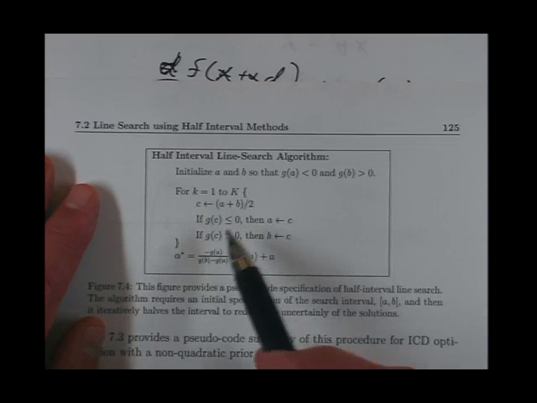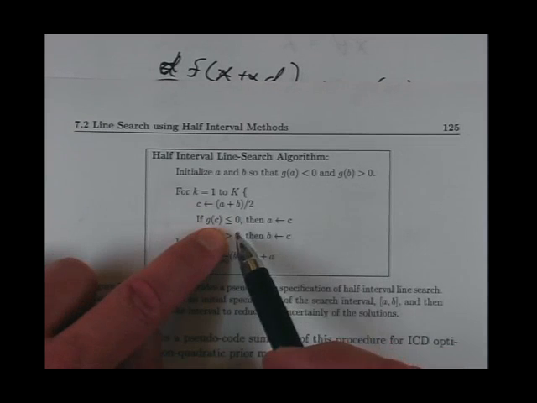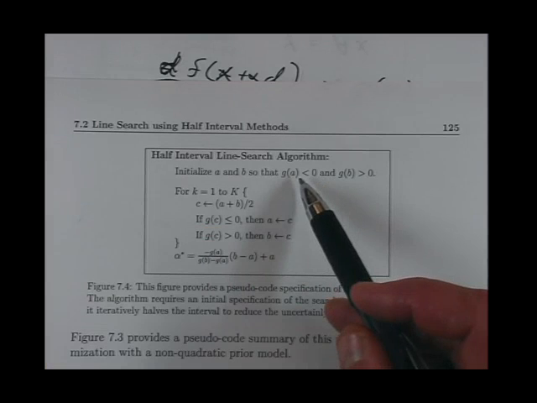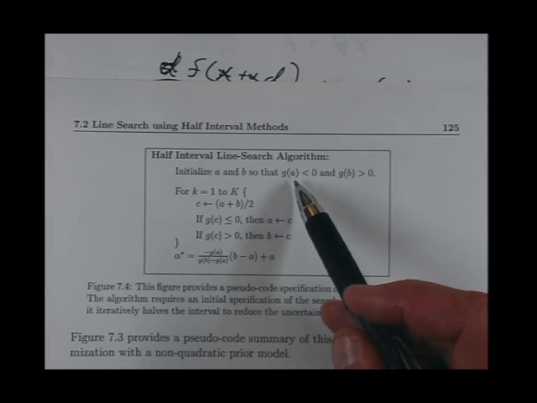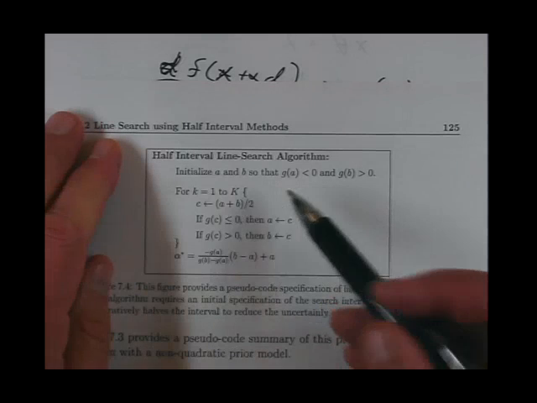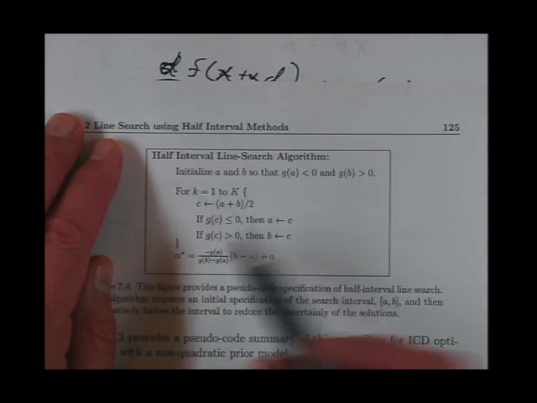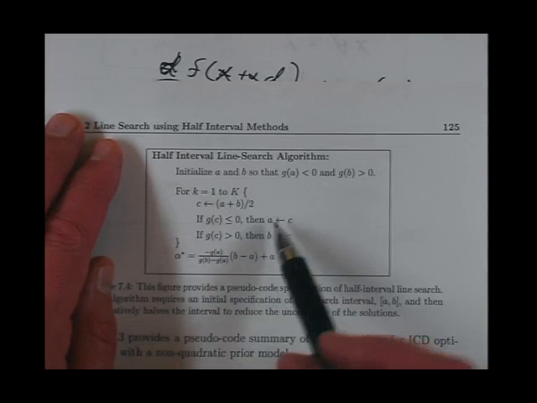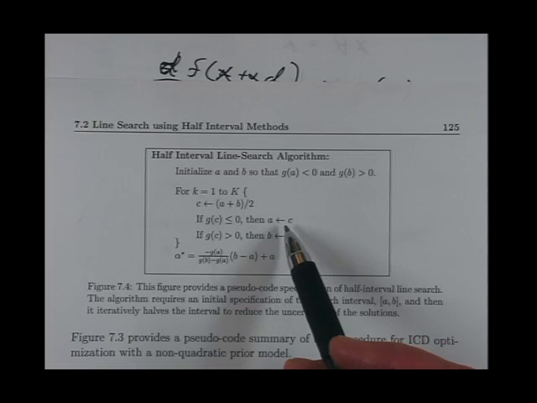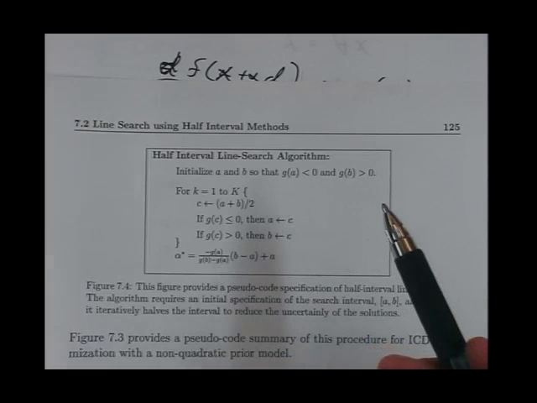Then you look at g of c. Okay, in this particular case, we're assuming that g is an increasing function. So we're doing maximization, I guess. Anyway, you check to see whether g of c is greater than or less than 0, and then depending upon that, you make the interval either the left or the right-hand boundary, okay?